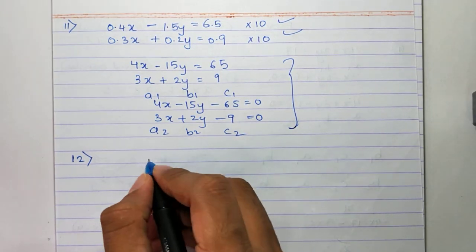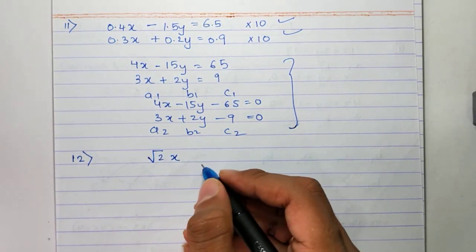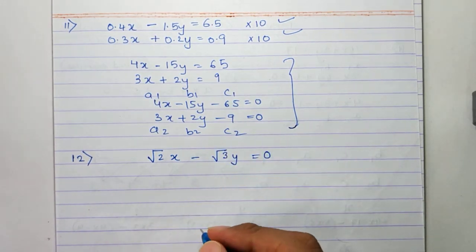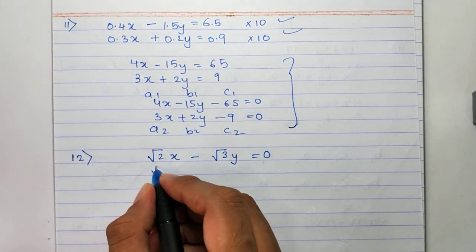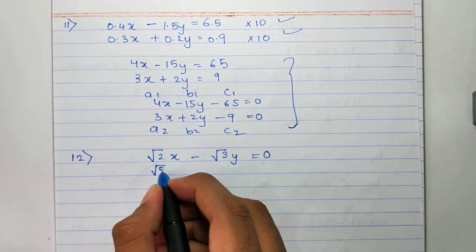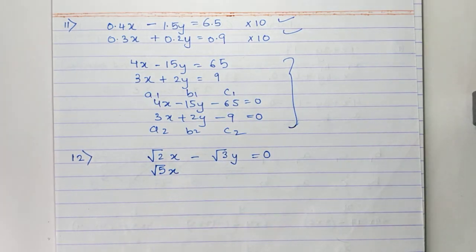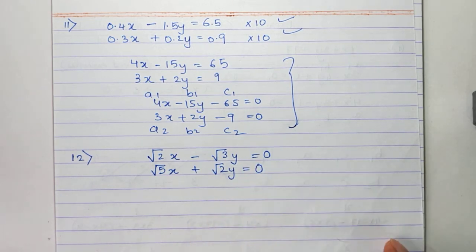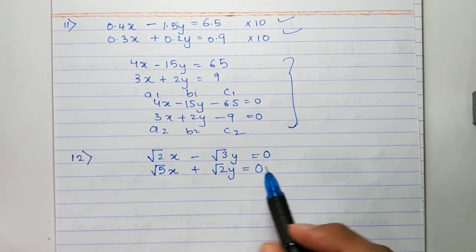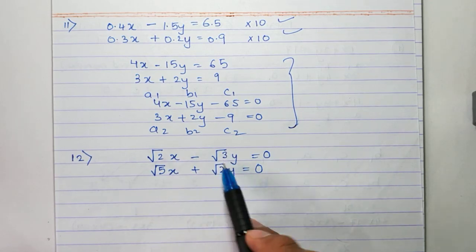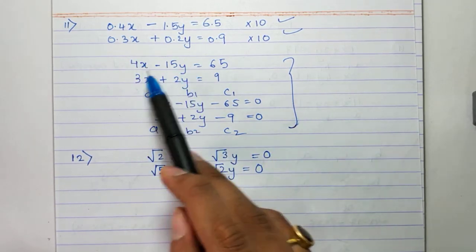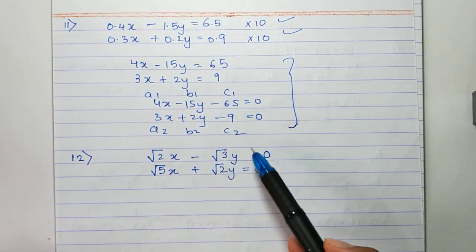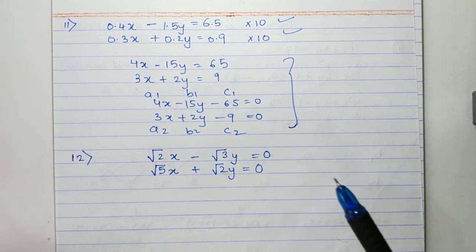Next is root 2x minus root 3y equals 0. Root 5x plus root 2y equals 0. So see, there is x, there is y, and there is no number here. In the earlier sums we had x variable, y variable, and a number also, a constant term. But there is no constant term here. That means the constant term is 0.